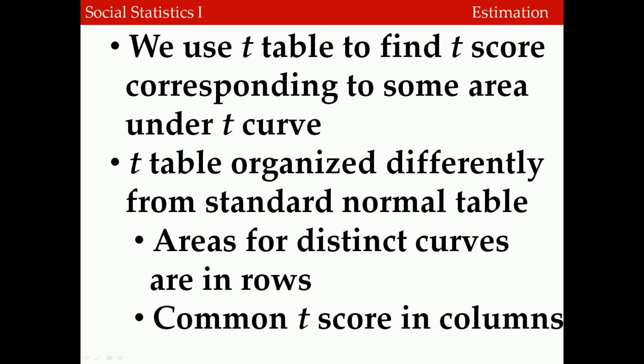Okay, so when we're dealing with the t-distribution, we actually use something called a t-table to find a t-score corresponding to some area under the t-curve. So the t-table is organized slightly differently than the standard normal distribution. That is, it has less numerical detail. And instead of showing you all of the different areas corresponding to all different z-values or t-values, it only has areas for particular t-scores. And it does it separately for different degrees of freedom.